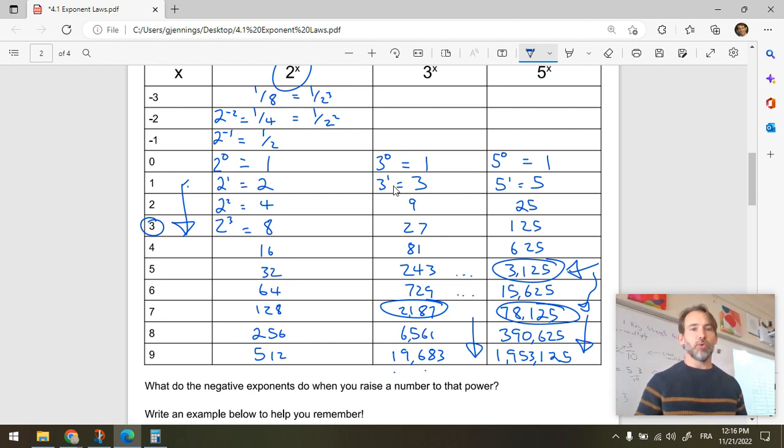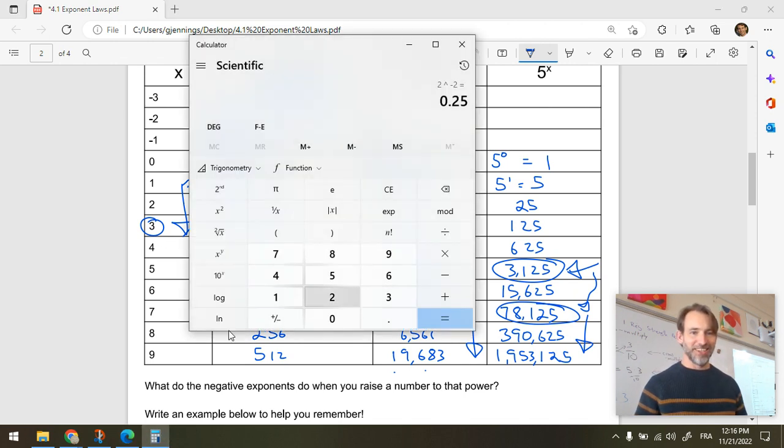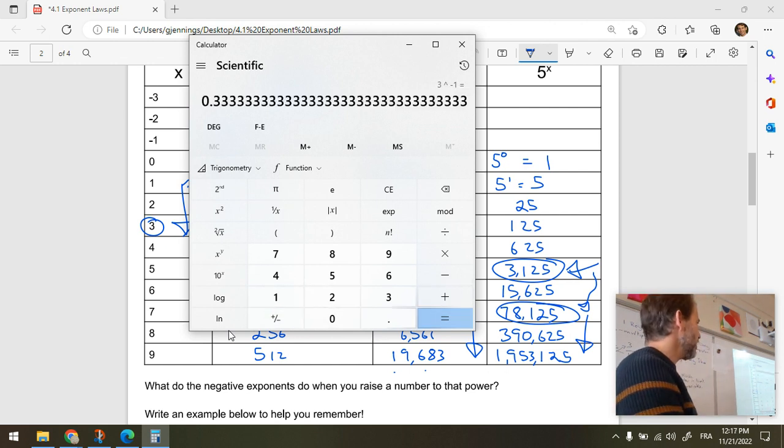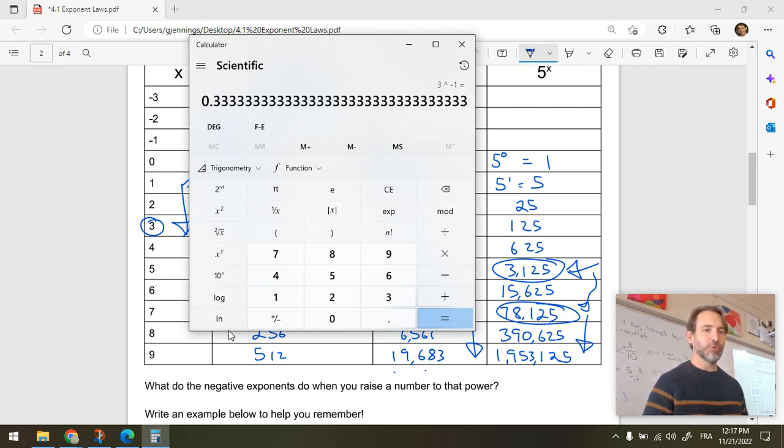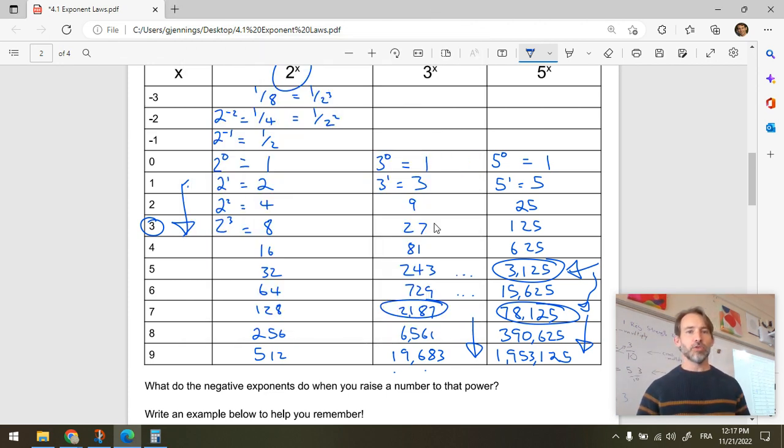Okay? What's 3 to the negative 1? What's that as a fraction? If I have 3 and I raise that to the power negative 1, it gives me this weird decimal, 0.3 with a lot of 3's after it. What is that as a fraction? 0.3 repeating. It's 1/3. Good. 3 to the negative 1 is just 1 over 3.